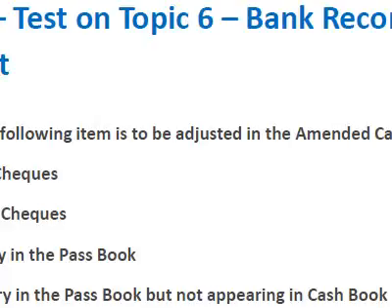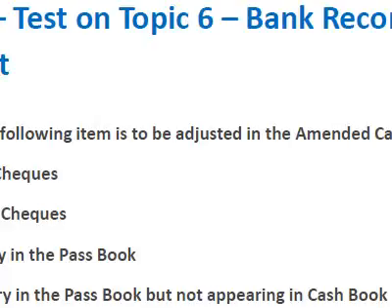Which of the following items is to be adjusted in the amended cash book? Uncollected checks is a timing difference. It cannot be adjusted in the cash book. It will appear in the BRS. Unpresented check is also a timing difference. It will not be adjusted in the cash book. It will appear in the BRS. A wrong entry in the passbook is an error by the bank. It cannot be adjusted in the cash book, so it will also appear in the BRS.